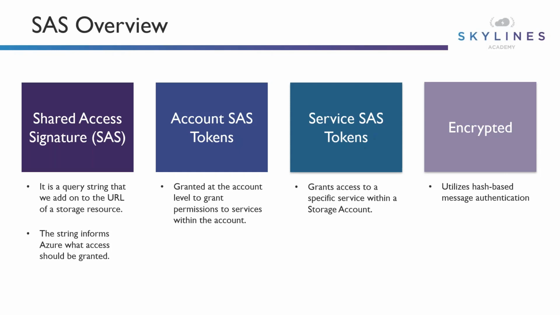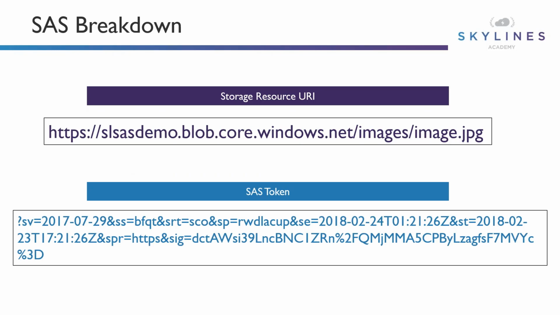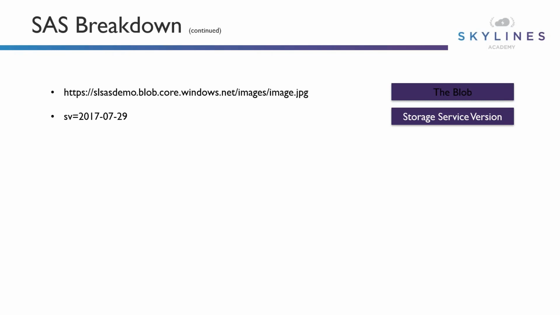The way it breaks down: I want to access the image like I did before, so I copy that URI, paste it into my browser, and access that image. That's piece one. The second piece is this big SAS token, which a lot of people look at first and say, what is that? I don't understand. But if you just break it down, it's actually pretty easy to understand. One, we've got the blob. Two, we've got the storage service version, which is created for you automatically. But the pieces that are more important are things like this.